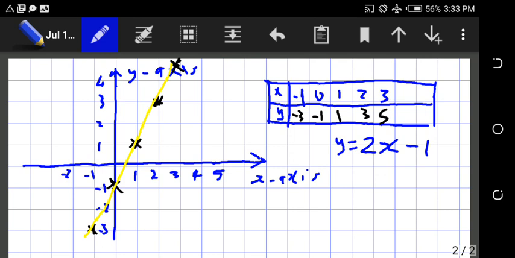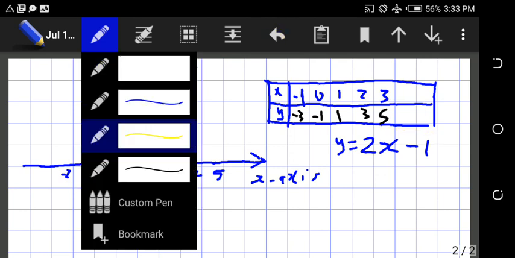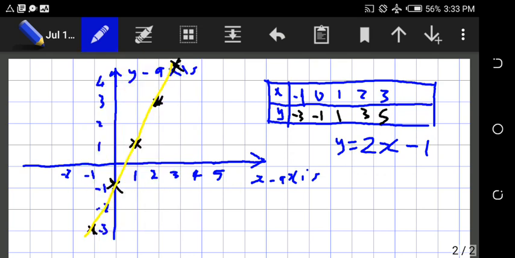Now let us look at something. Let us analyze this equation that we have here. That is the equation. We plotted the graph of this equation, and we arrived at a straight line. We're having a straight line here. Now let us look at this equation.